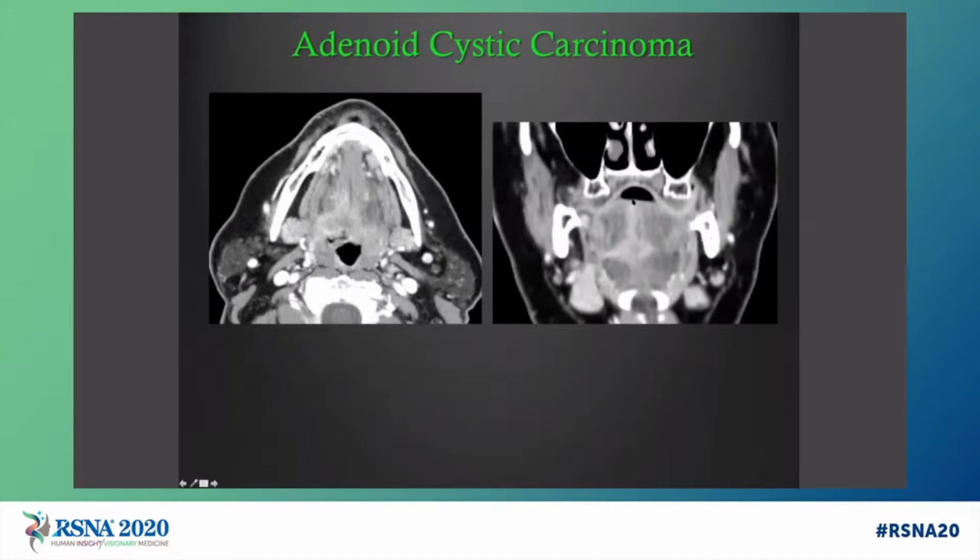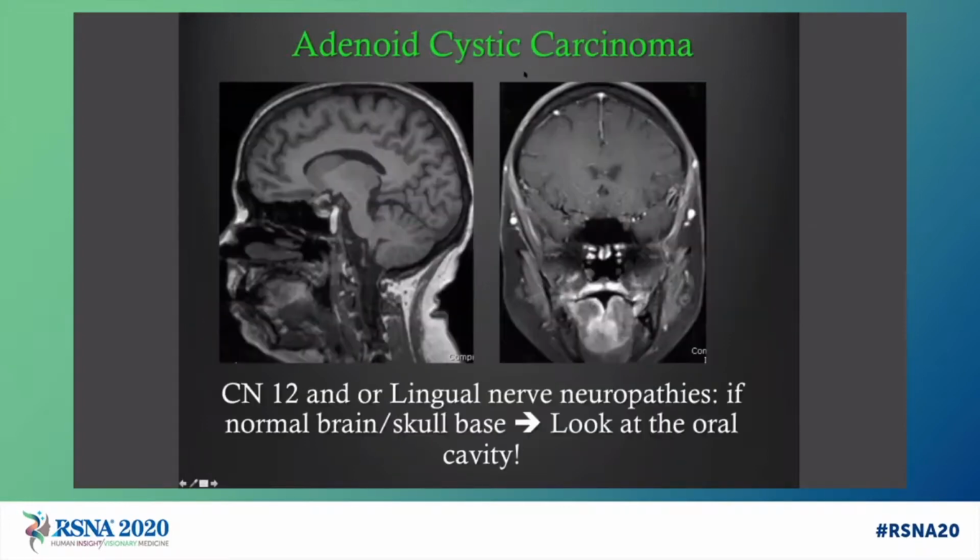But notice it just has fingers extending to the surface. This is not arising from the surface of the tongue. That is squamous cell typically. What is arising within the depths of the tongue? So this should make us consider other etiologies. In this case, this was an adenoid cystic carcinoma.